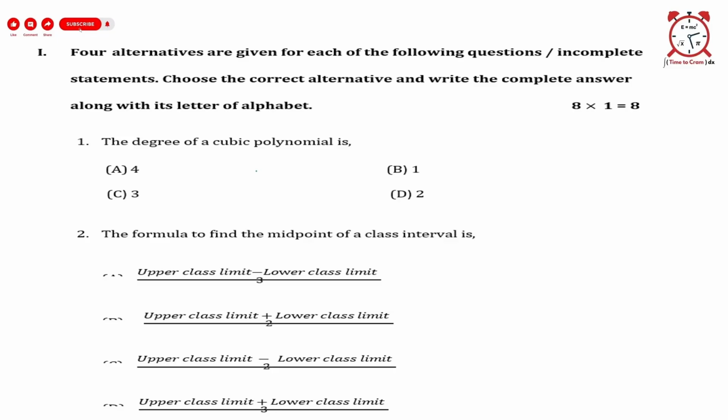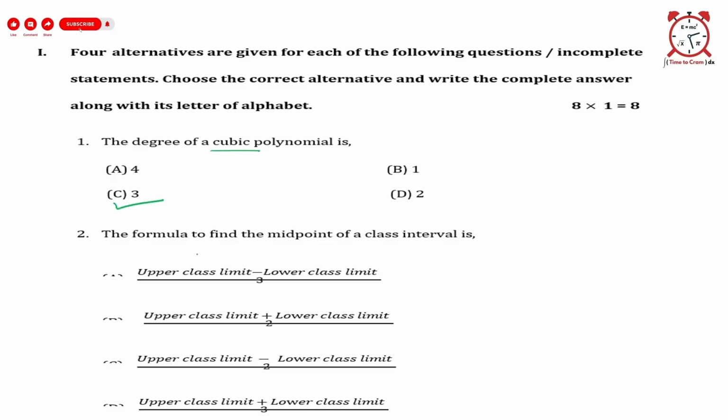In this video, we will cover question number 1 MCQ of 8 questions and question number 2 very short answer questions. So, first question is the degree of a cubic polynomial is dash. So, cubic polynomial, so its degree is 3.